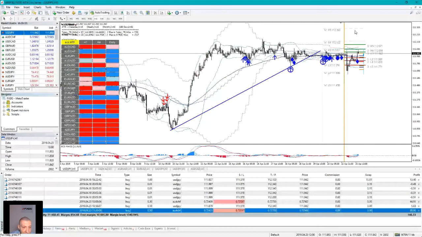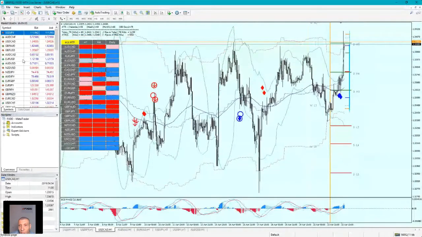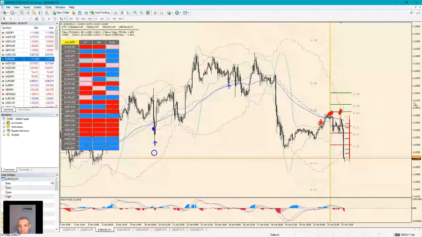Now regarding euro dollar, I will move on to euro dollar. One of the things I like to watch regarding the euro dollar is potential reversals.